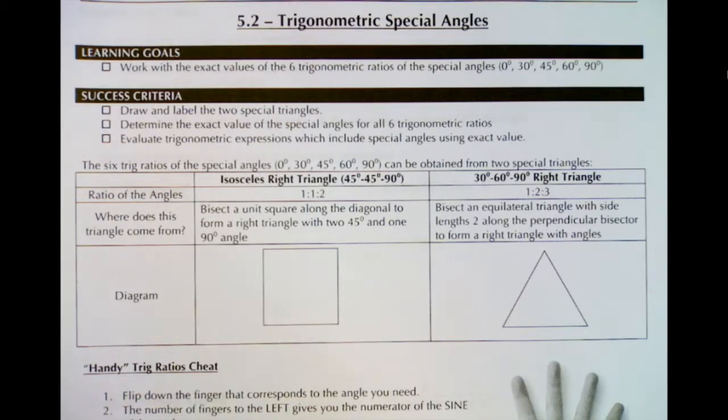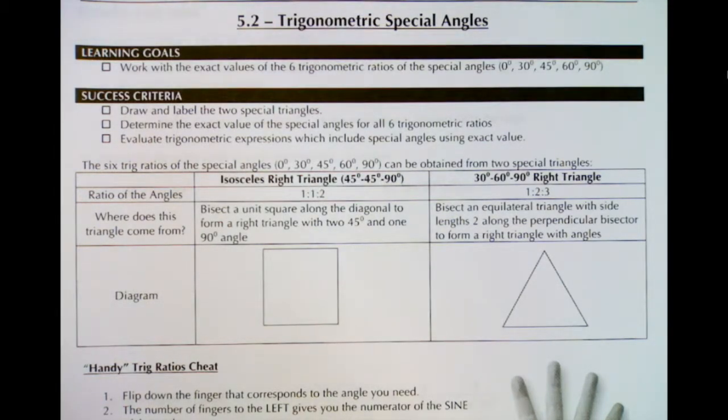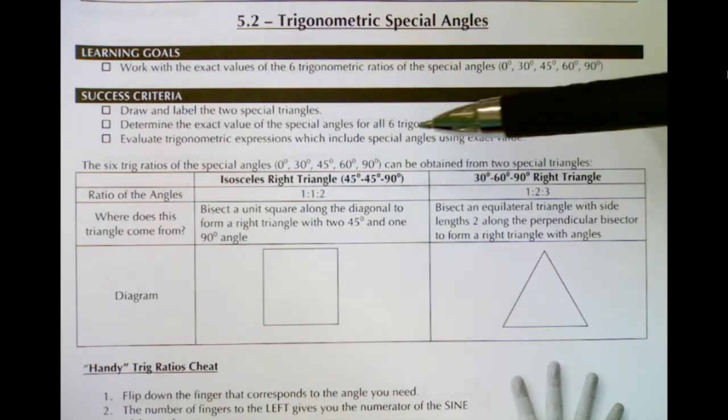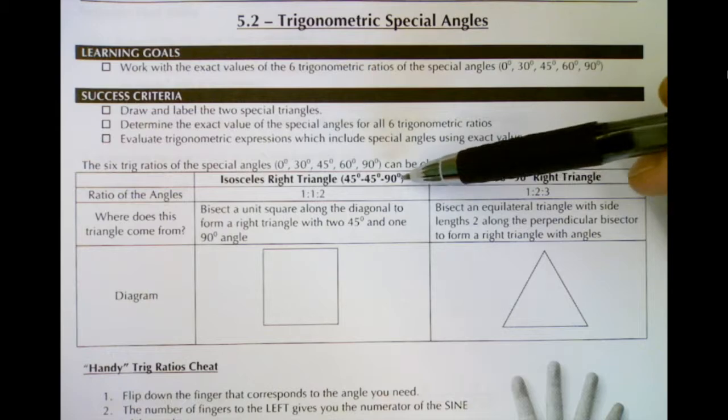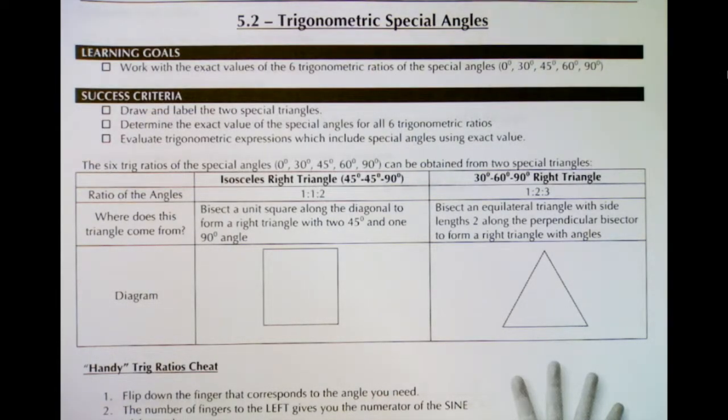We want to be able to work with exact values. Where the ratios for these come from are, first, the 45s and the 90s come from an isosceles right triangle, and I'll show you that triangle in a second. And then the 30, 60, and 90 come from a right triangle as part of an equilateral triangle. So to set this up, I'm going to use two diagrams and show you where these angles would be in these diagrams and how we could find the ratios more exactly.